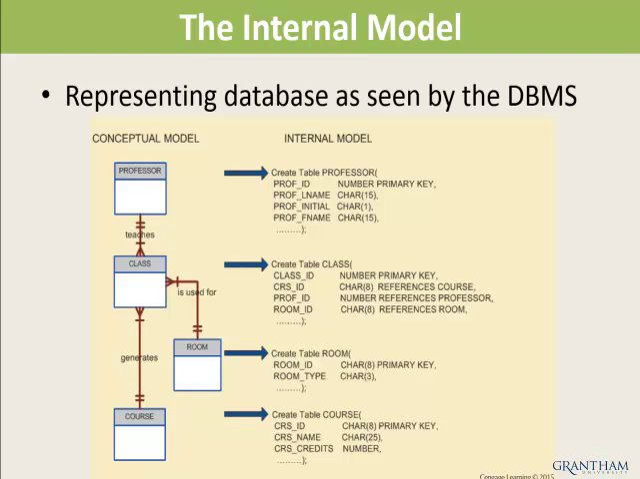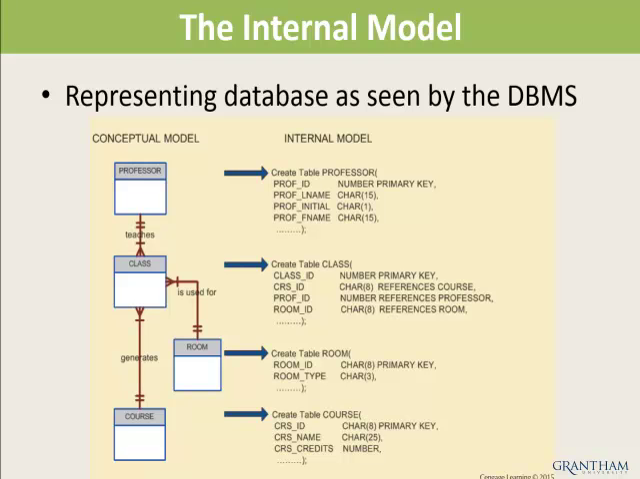The internal model offers the lowest level of data abstraction. It maps the conceptual model to the selected database management system. The internal model defines how the data is stored in the database. The internal model defines how the data is physically stored and organized. It defines indexes, encryption, and record placement.